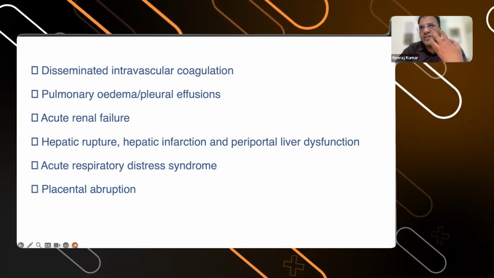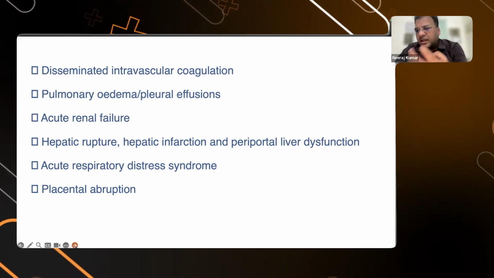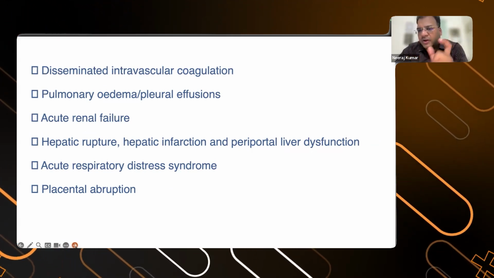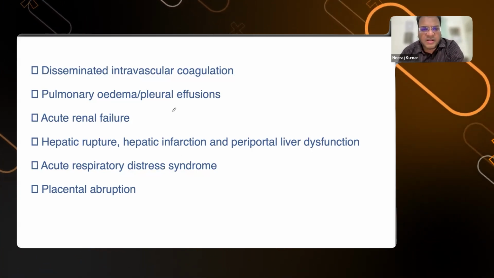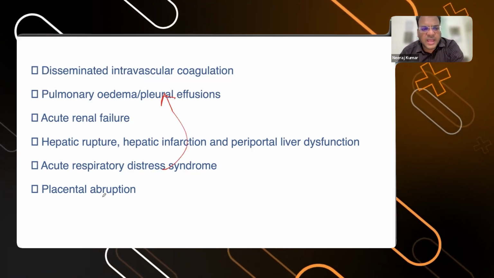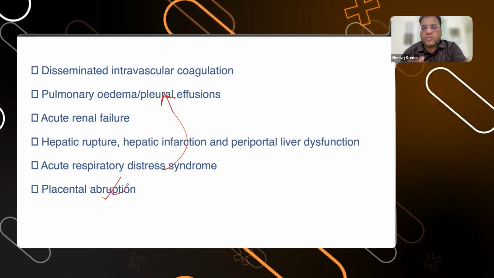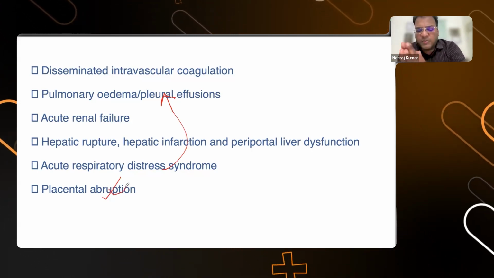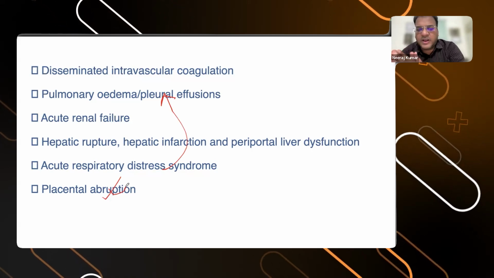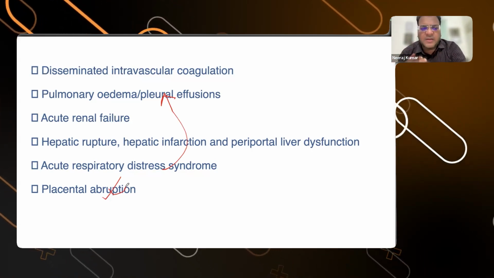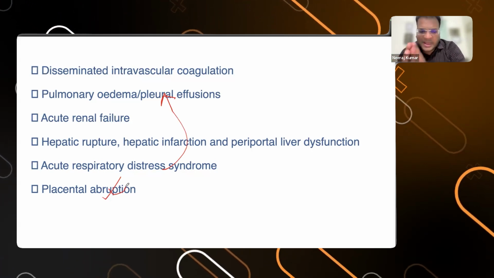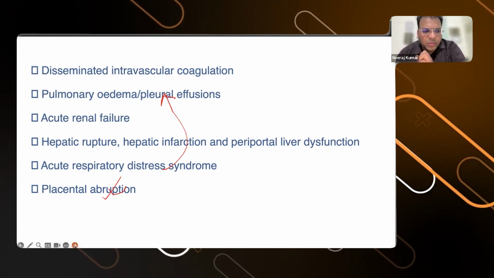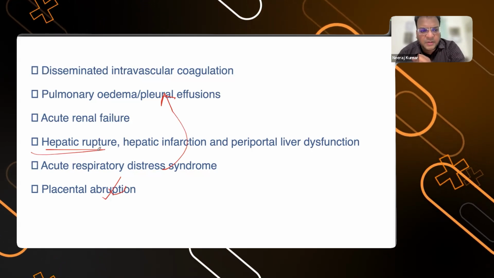The patient will present with hepatic capsular or hepatic infarction or periportal liver dysfunctions. The patient may have ARDS, which I spoke about. And then placental abruption, the last common complication. Many of these patients will develop placental abruption because of the coagulopathy and the DIC.